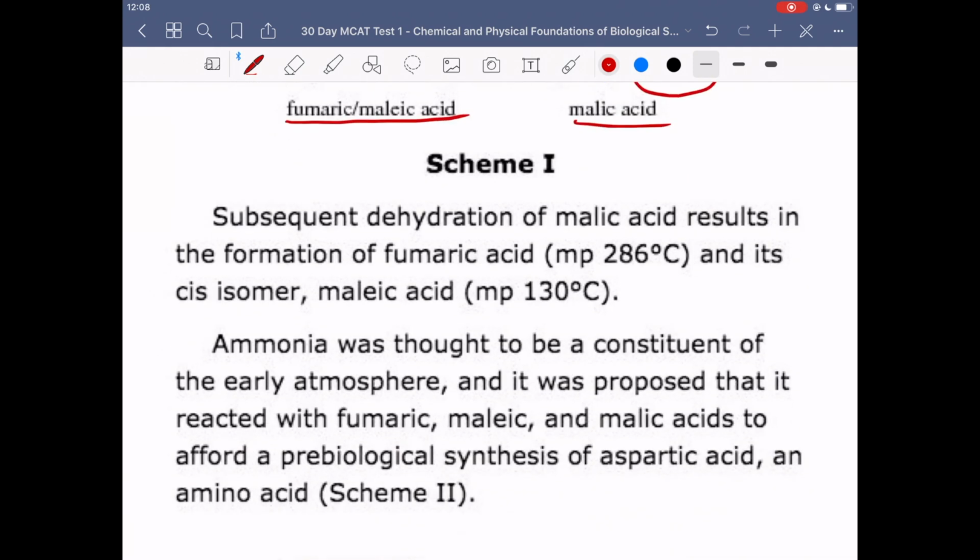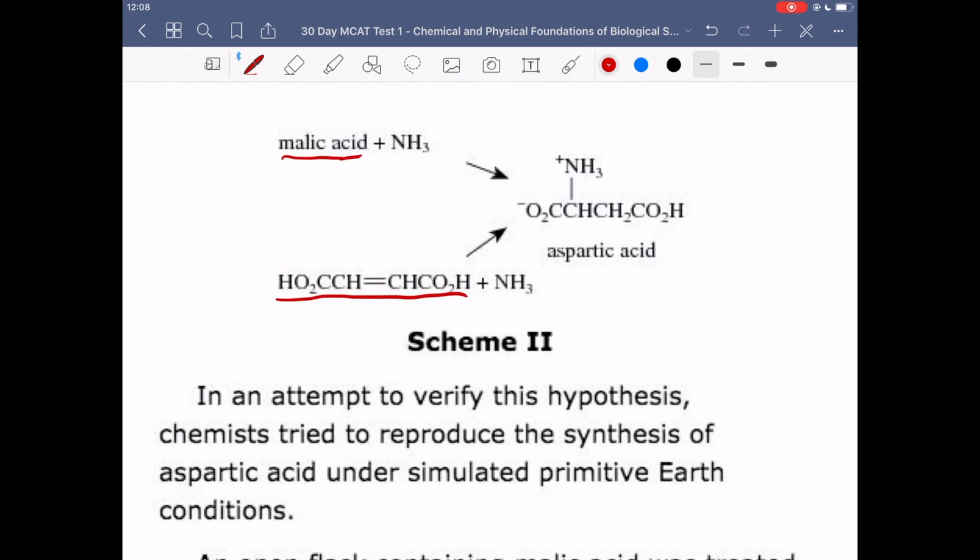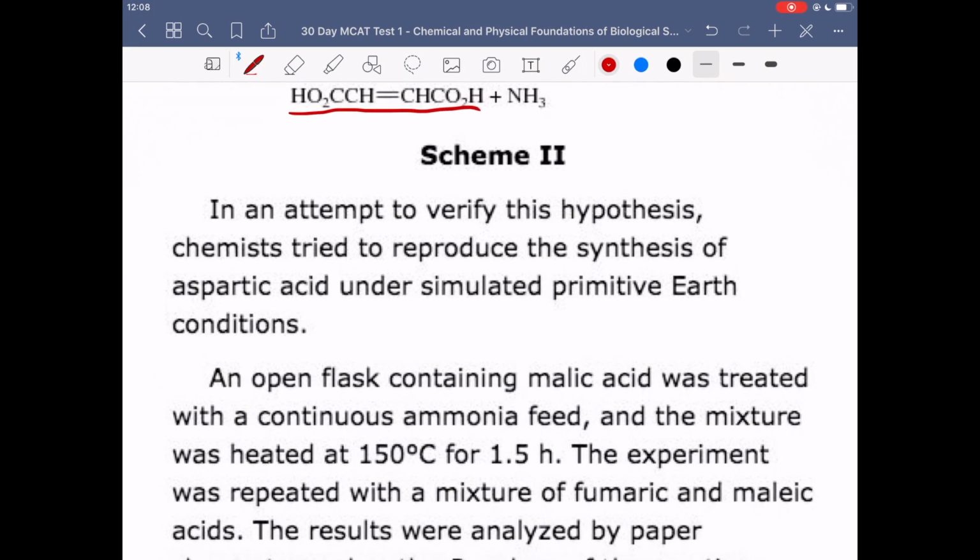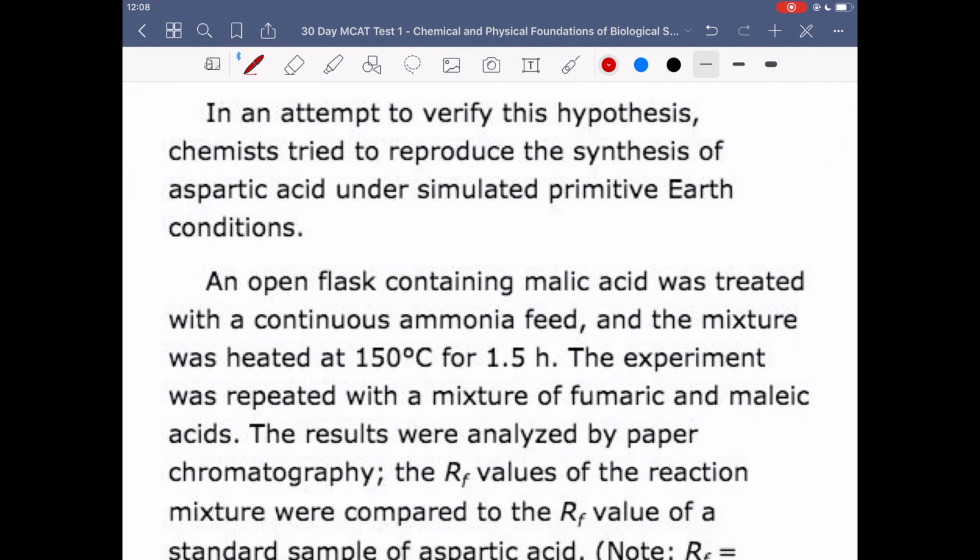They have this scheme 2 over here, and they're saying that scheme 2, aspartic acid, how it was formed in this primitive earth condition, was by taking either malic acid or the two isomers that are formed from the dehydration of malic acid and reacting them with ammonia. That could give us aspartic acid. And then they want to verify this. So right here they try to reproduce the synthesis of aspartic acid under simulated primitive earth conditions, and if they actually do get aspartic acid formed, that will confirm their hypothesis.